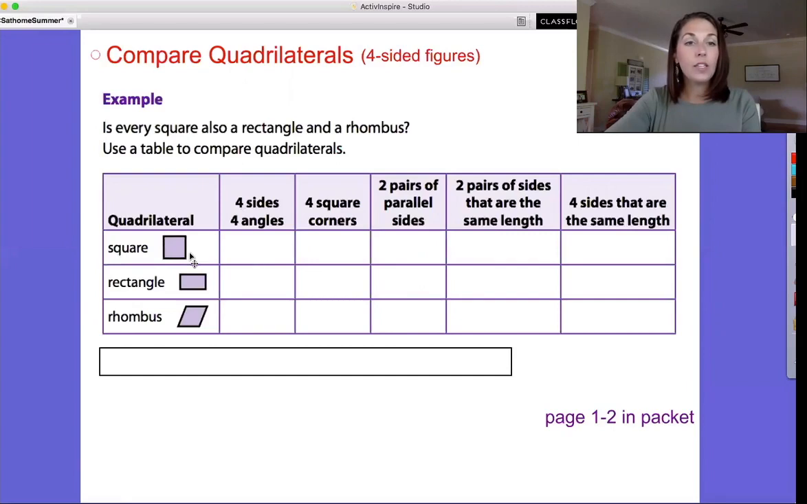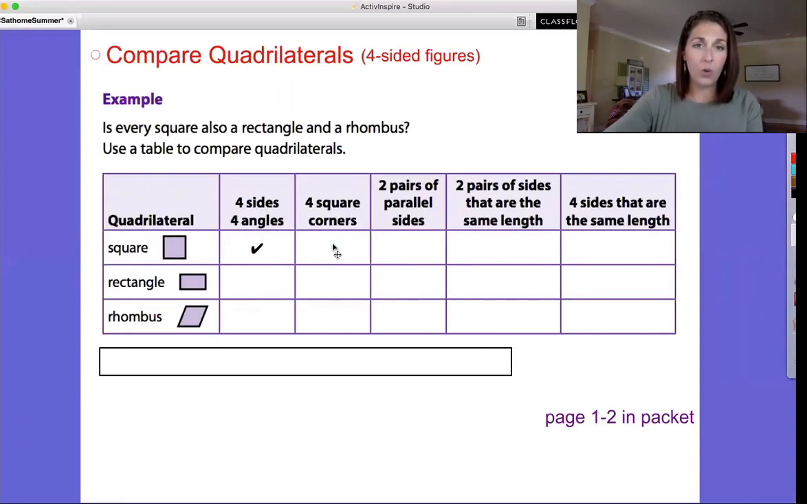So when we look at a square, does a square have 4 sides and 4 angles? Well, I see 4 sides. I also see 4 corners or 4 angles in that shape. So yes, that would match that. A square would classify as having 4 sides and 4 angles.